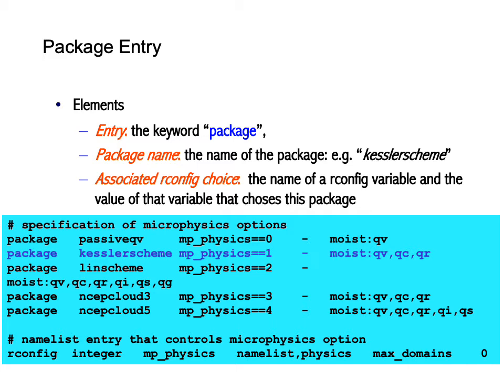But moist variables, chem variables, tracer variables, scalar variables, scalar is a 4D array. None of those 4D arrays, components of those 4D arrays, are available unless they are specifically requested on a package line.